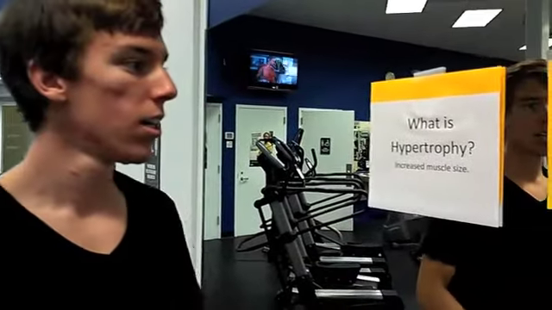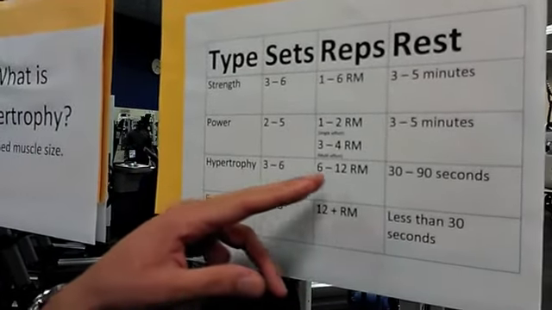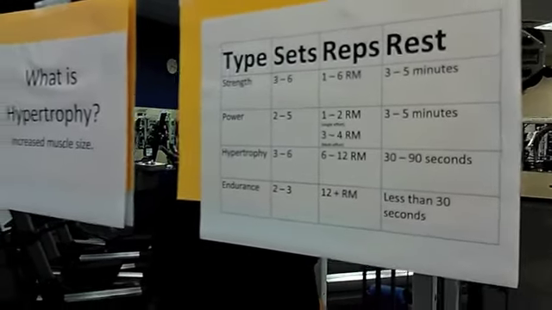The next type of resistance training we're going to talk about is muscular hypertrophy. Muscular hypertrophy is for those who want to increase muscle size or increase muscle mass. Muscle hypertrophy has typically 3 to 6 sets with 6 to 12 repetitions with 30 to 90 seconds of rest in between each set. The next type of resistance training we're going to talk about is power.